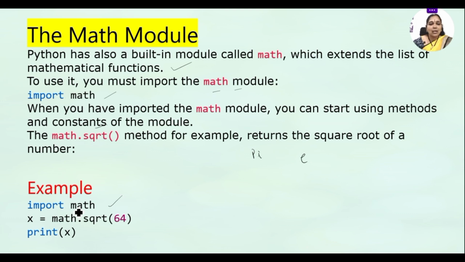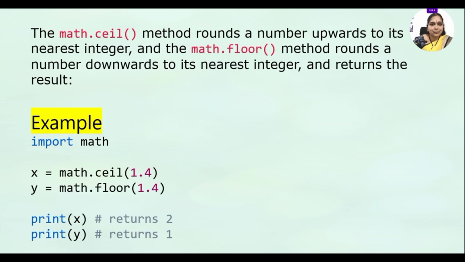Now, let us see the example of the square root. If you use the square root, at the start of the program itself, you have to import the math module. Next, x equals math dot square root of 64. So, we will get the answer as 8.